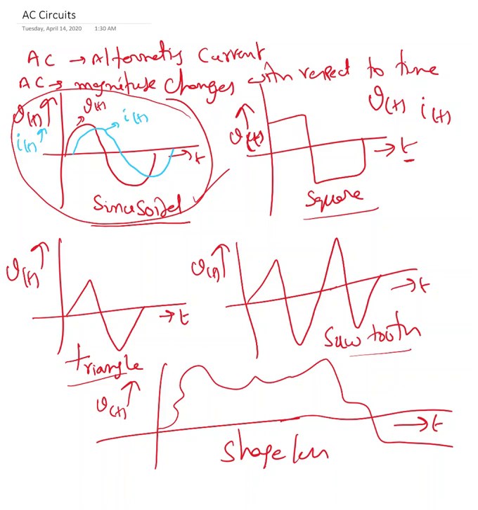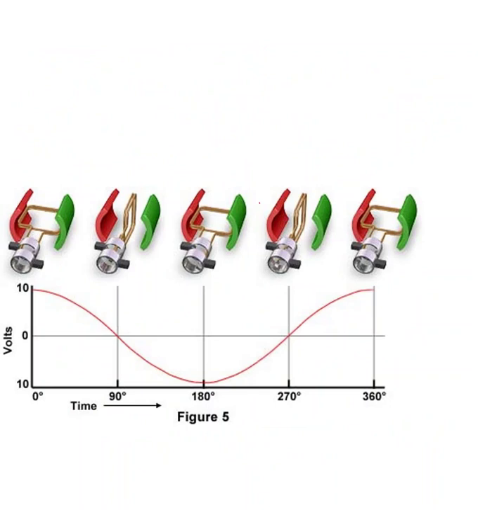Now, how is a sinusoidal waveform generated in a generator? Here, if you look, I have a north pole and a south pole. There is always a magnetic field going towards the south pole from the north pole. And here is a rotating coil, which we call the armature.